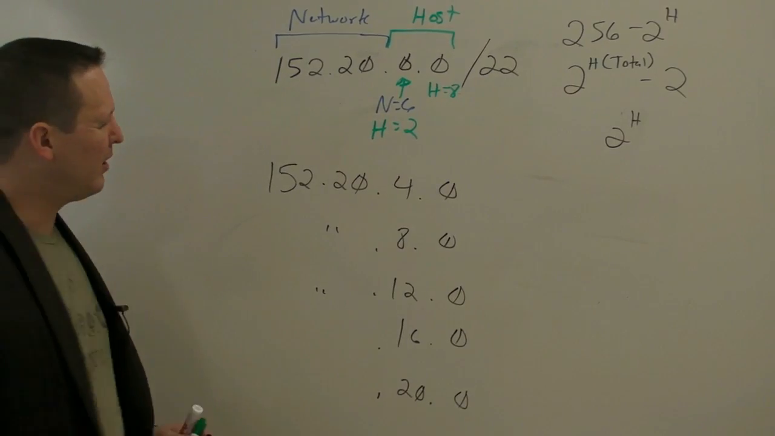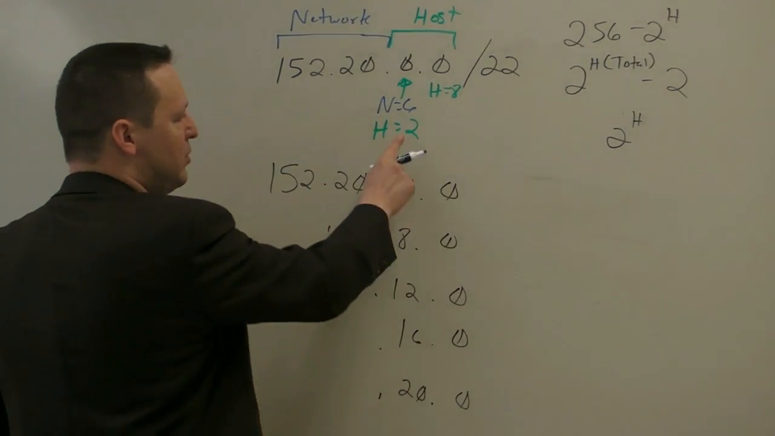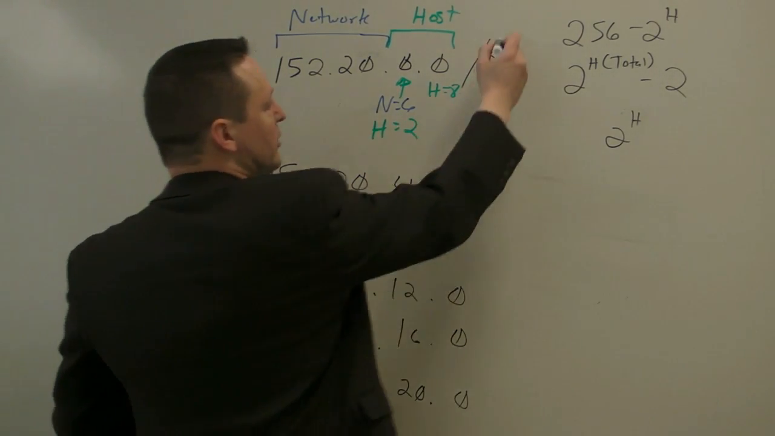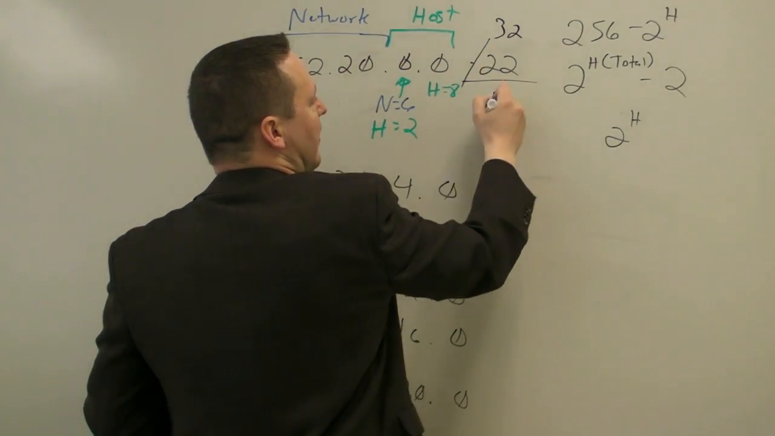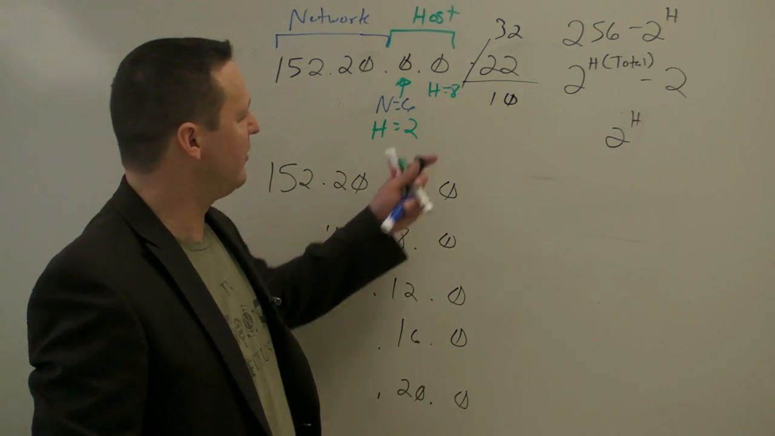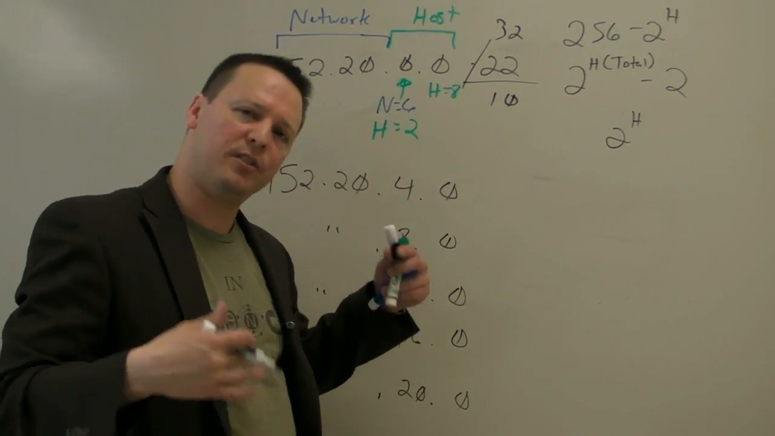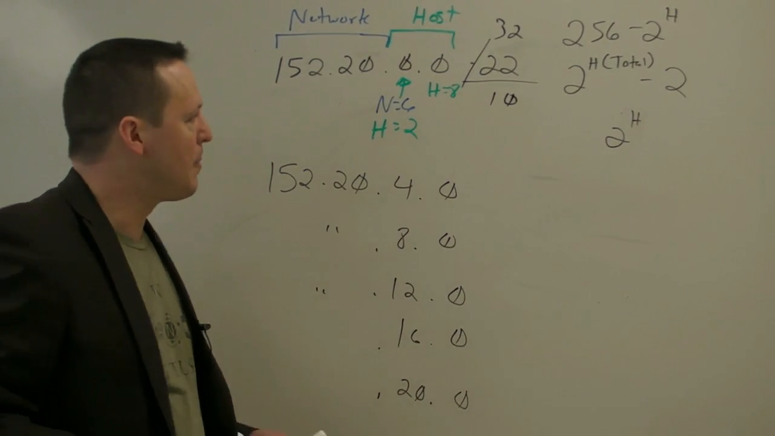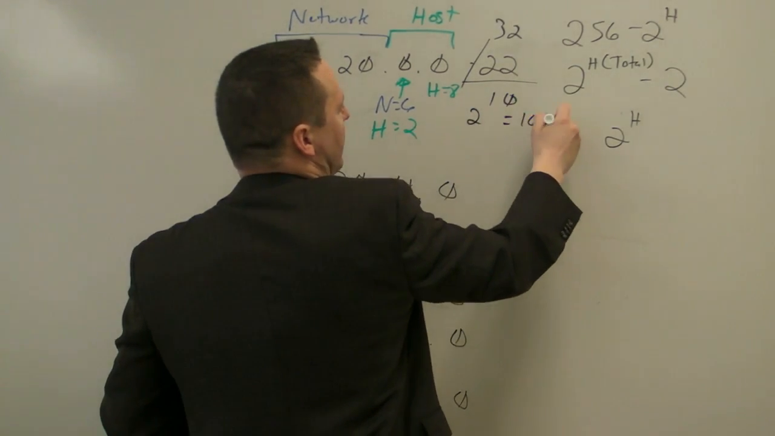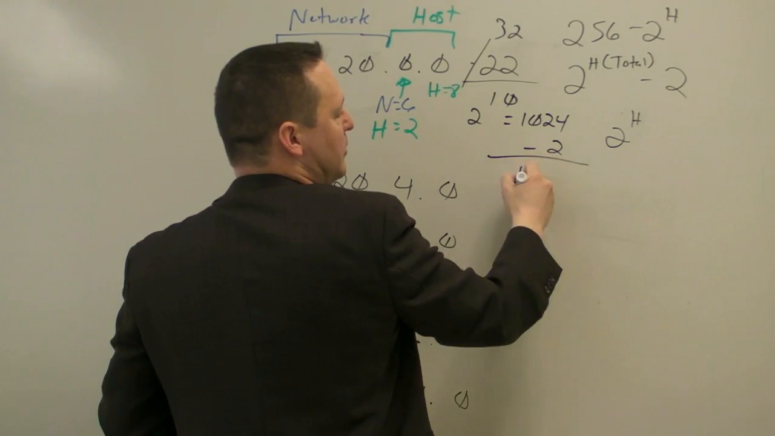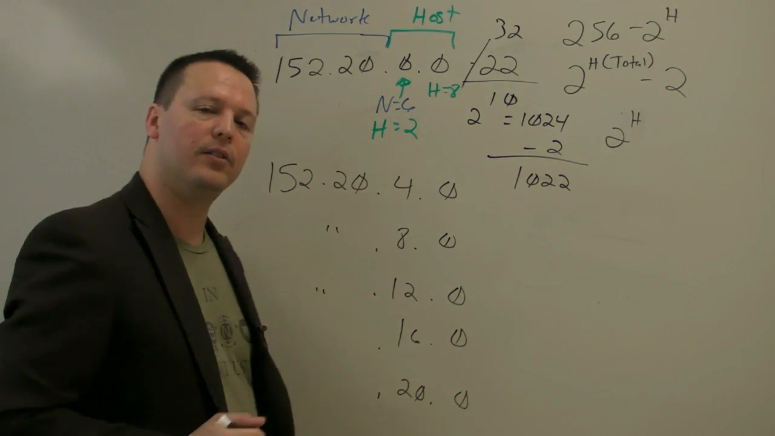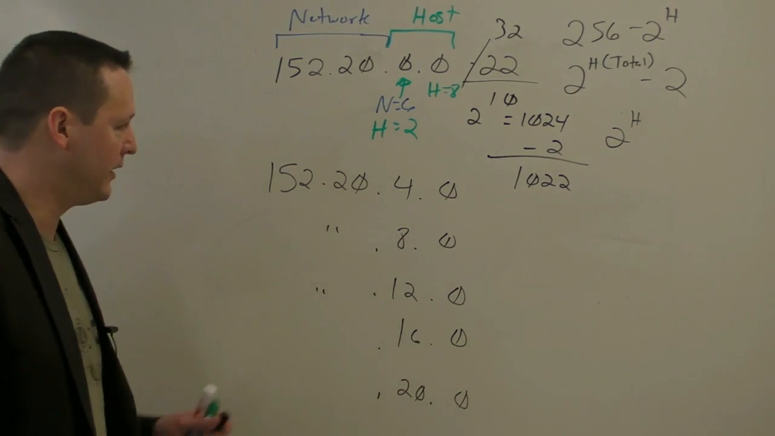Total hosts per network, total number of host bits left. I have 2 here I did not touch. I have 8 here. I have 10 left. You could have also subtracted the network bits from the total number of bits in an IPv4 address, and what must remain is the host bits. 2 to the 10th power happens to be 1024. We have to subtract 2 because we can't use the net ID or the broadcast. 1022 hosts per network in this example.